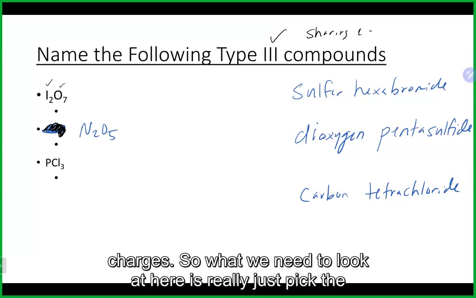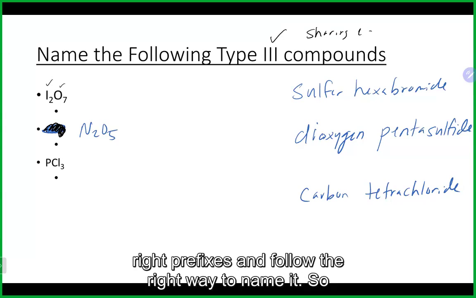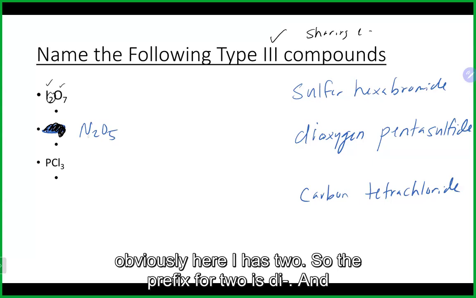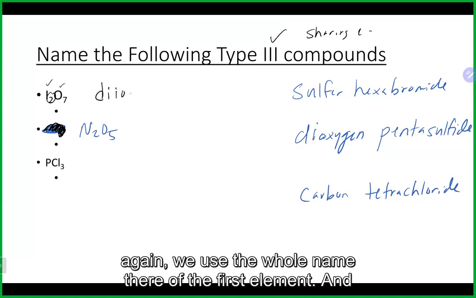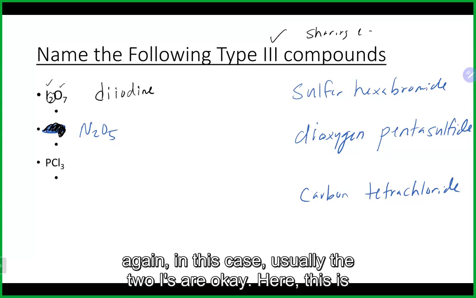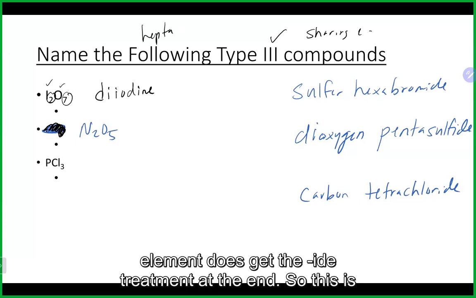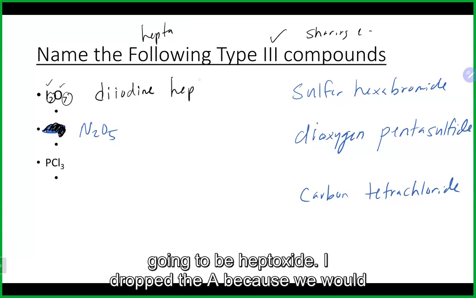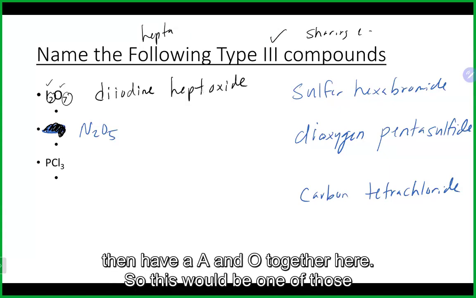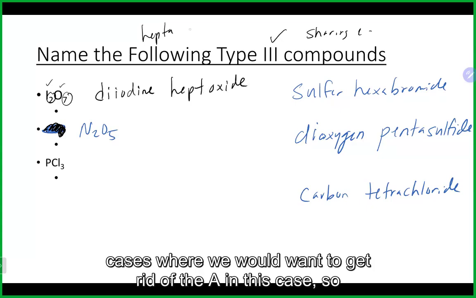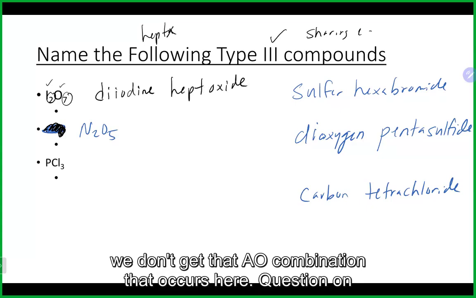What we need to look at here is really just picking the right prefixes and following the right way to name it. Obviously here I has 2, so the prefix for 2 is di. We use the whole name there of the first element, and in this case, usually the two I's are okay. Here this is 7. The prefix for 7 is hepta, and the second element does get the IDE treatment at the end. So this is going to be heptoxide. I dropped the A because we would then have A and O together here, so this would be one of those cases where we want to get rid of the A so we don't get that AO combination.